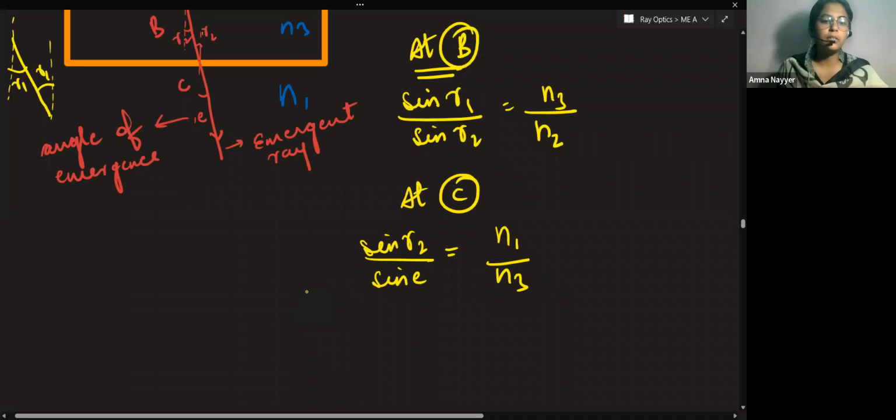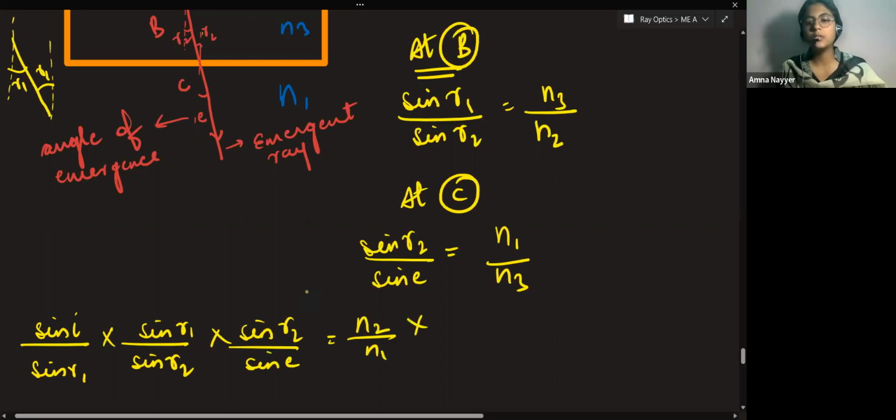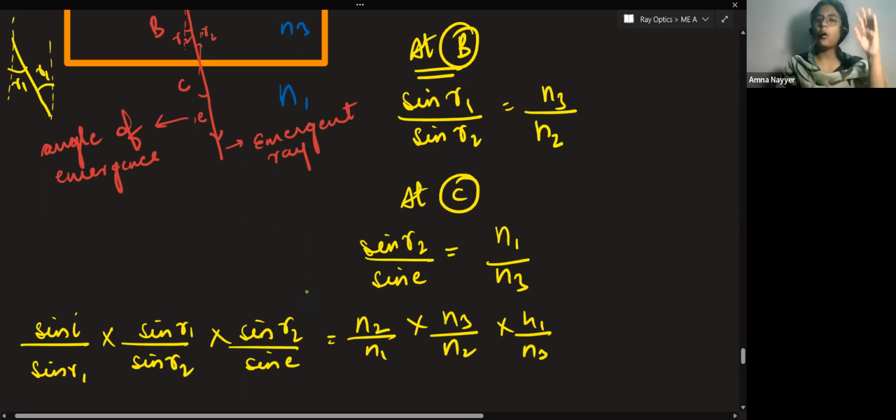Now let's multiply all the terms. We had sine I by sine R1, into sine R1 by sine R2, multiplied by sine R2 by sine E, is equal to N2 by N1 into N3 by N2 into N1 by N3. All the right-hand side terms together I have multiplied, and all the left-hand terms I have multiplied simply. I have not done any modification in front of you. Write this like sine I was there, sine E was there, N1 was there, N3 was there.